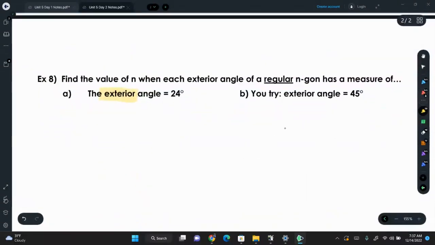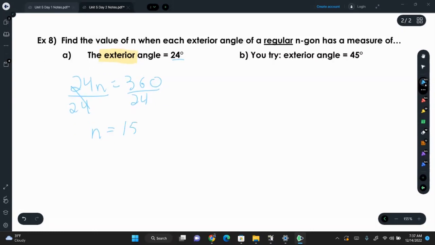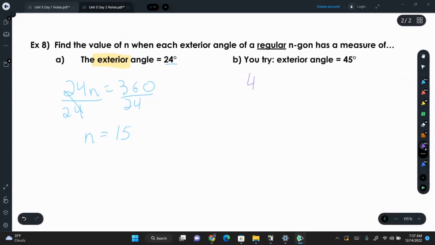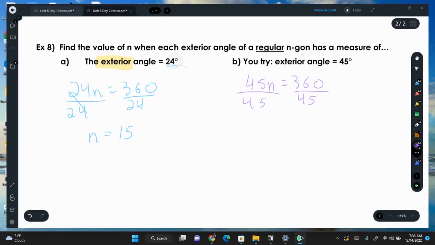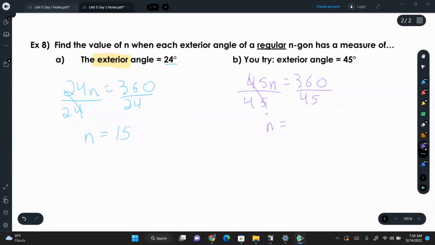So for these problems, we're going to do 24n equals 360. Divide both sides by 24, and n is equal to 15. So this is a 15-sided shape. And here it's going to be 45n equals 360. Divide both sides by 45. N is equal to 8.